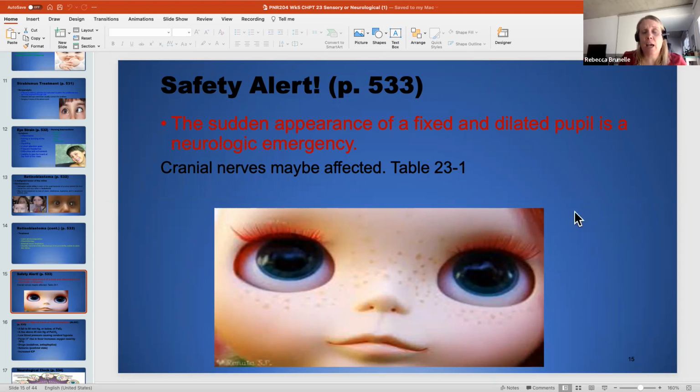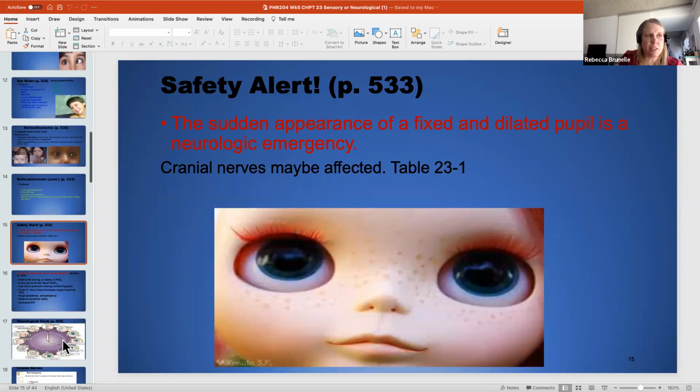So what do you think is happening inside the head, inside the skull, that would cause fixed dilated pupils? Could be pressure due to a bleed, some type of trauma or injury. Very good. So you're worried about increased intracranial pressure if you see fixed dilated pupils.